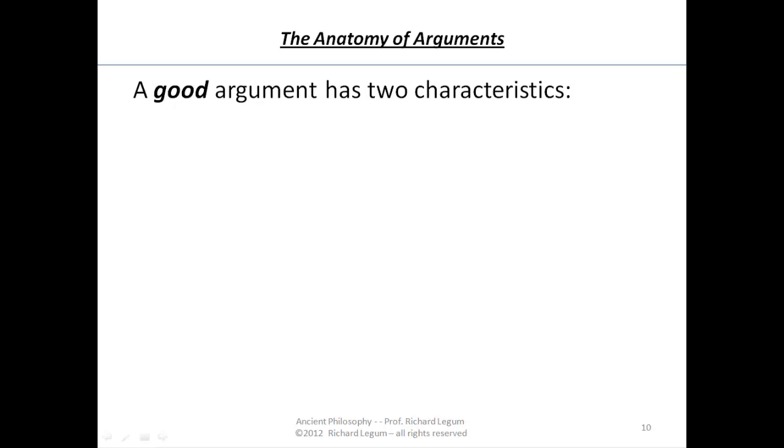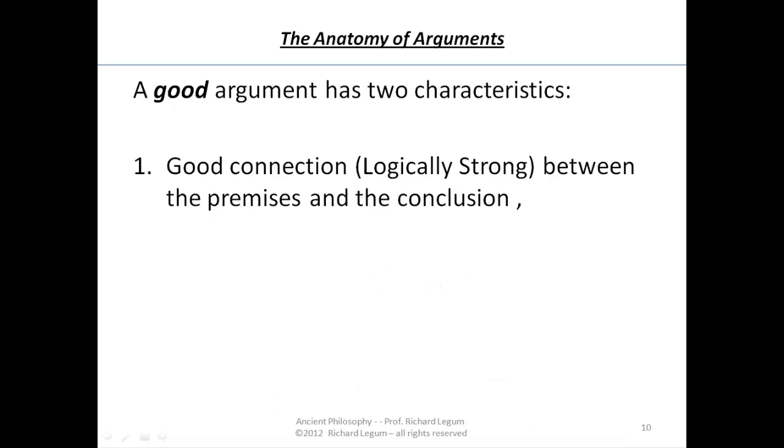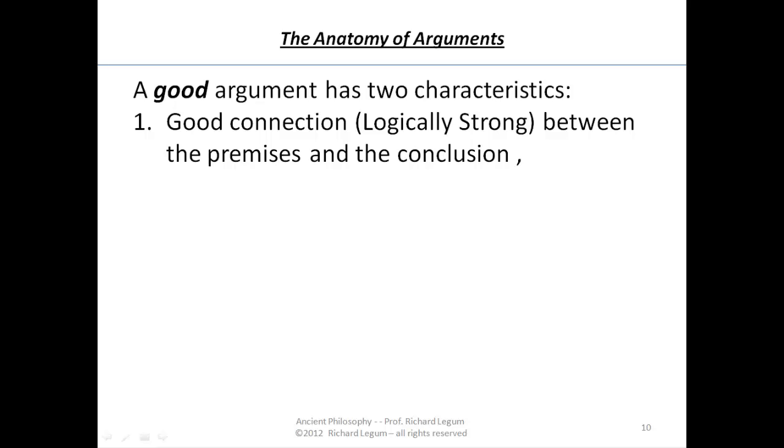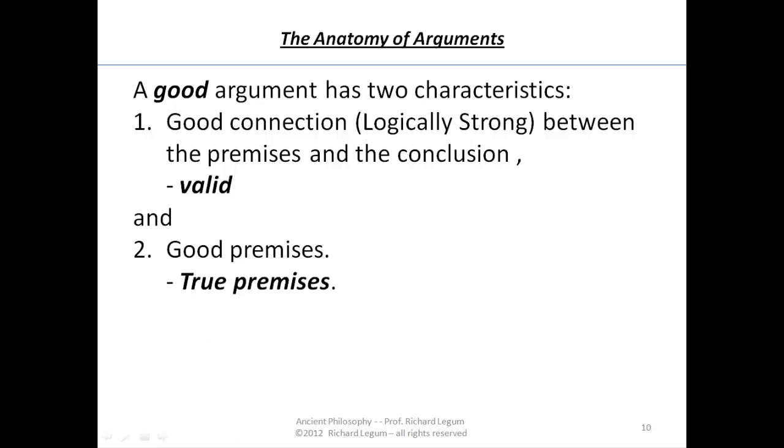And by contrast, a good argument has two characteristics, the flip side of those two problems. One is that there is a good connection between the premises and the conclusion. There is what we might call a logically strong connection between the premises and the conclusion. That's one thing. And the second thing that makes an argument good is that it has good premises. So in the case of the first one, when we have the good connection between the premises and the conclusion, logically strong, we say it's valid. In terms of good premises, usually we think of the premises as being true.